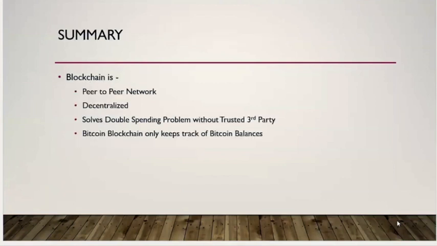So in summary, blockchain is a peer-to-peer network. It is decentralized. It solves the double spending problem without a trusted third party, and the Bitcoin blockchain only keeps track of Bitcoin balances.